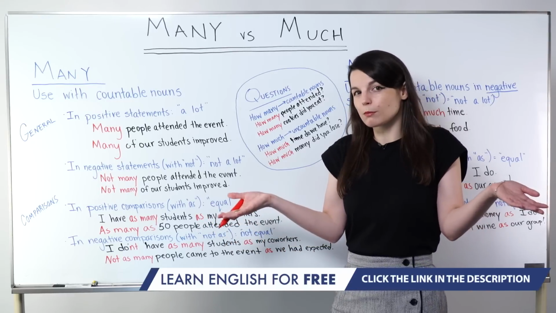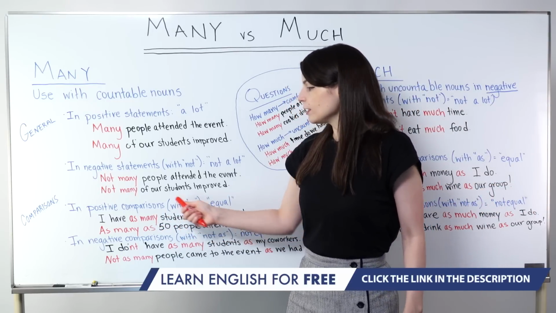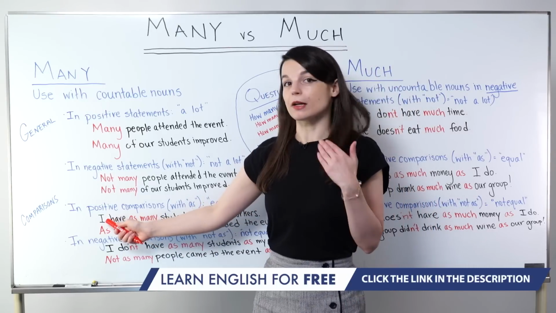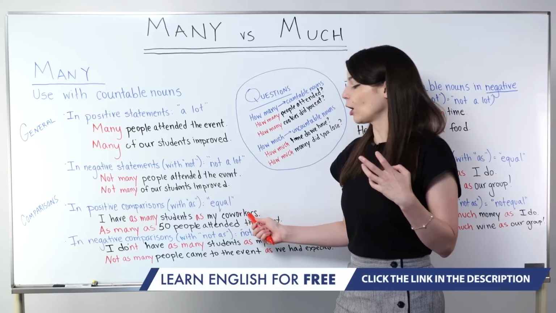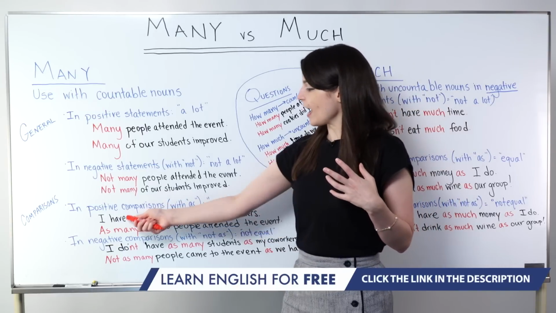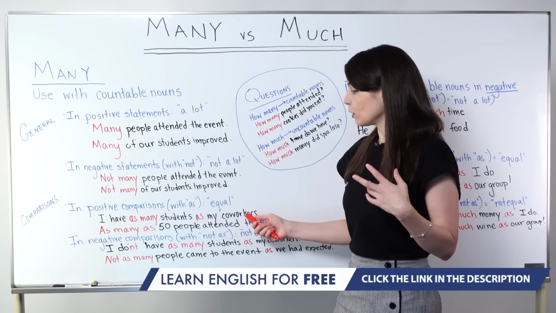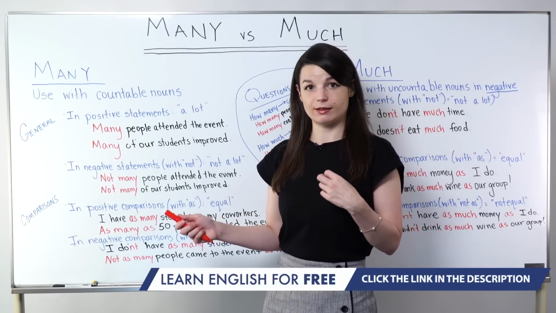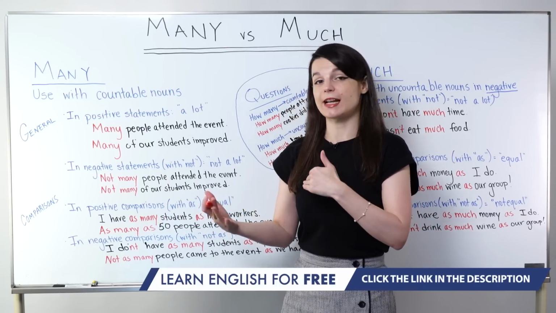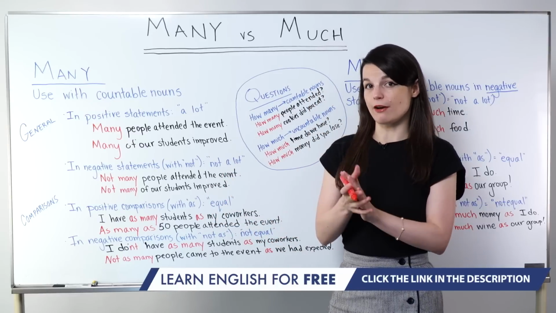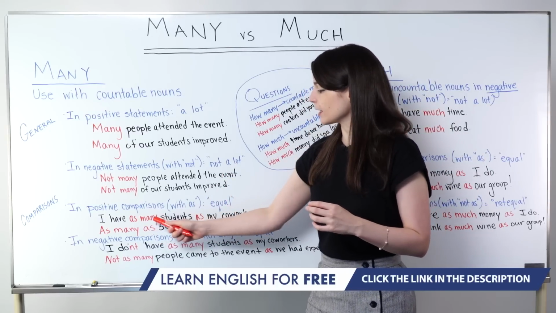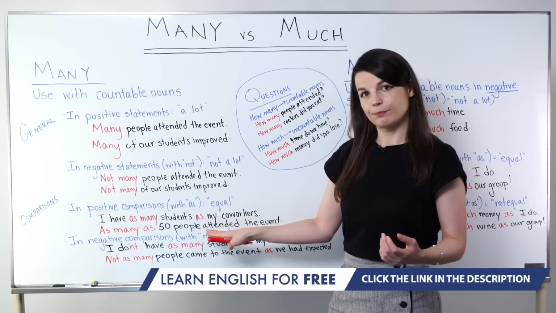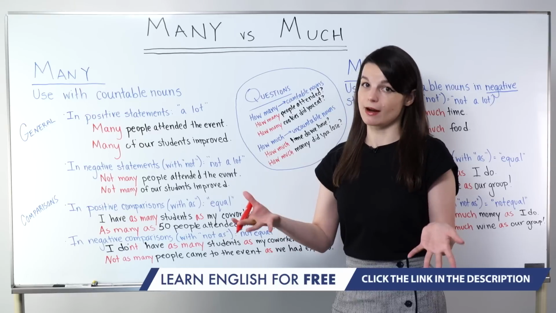So what are we comparing here? We're talking about students, in this case, the number of students, and I'm comparing myself to my coworkers. So I have as many students as my coworkers means I have an equal number of students as my coworkers. You might see this expressed in this way. So as many, noun, as, is a simple way to express a comparison.